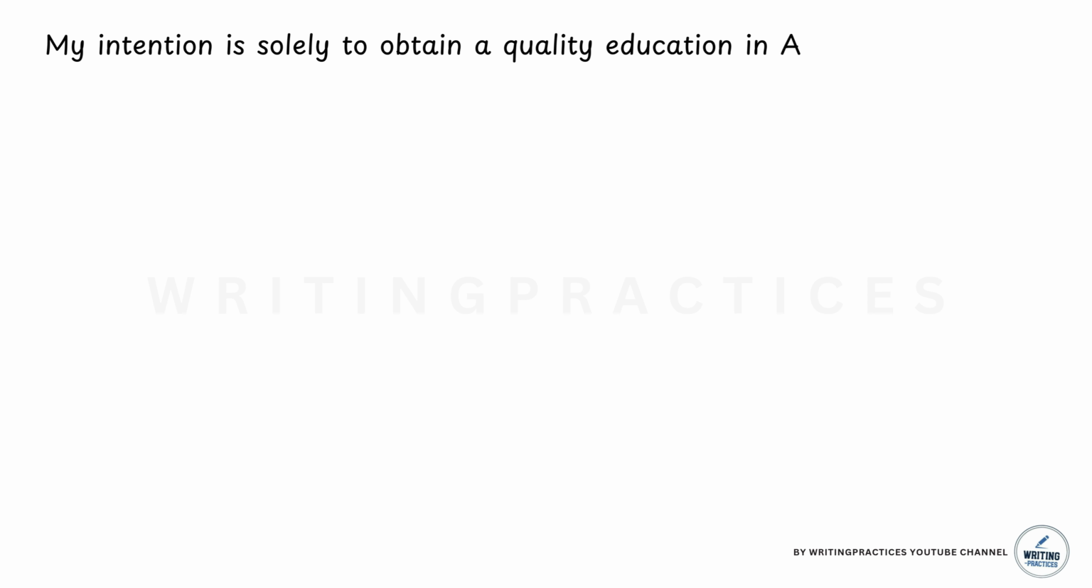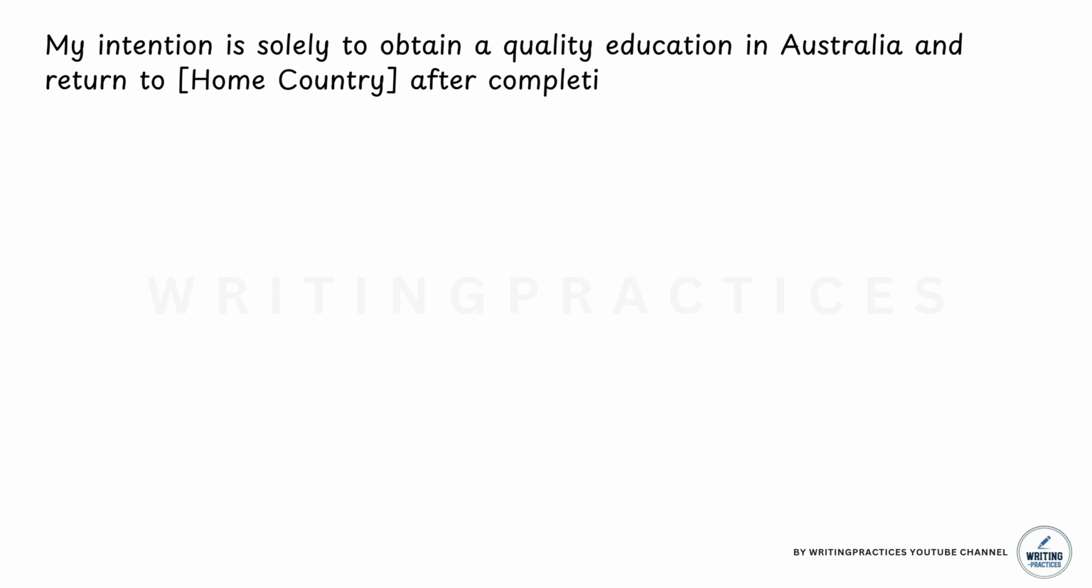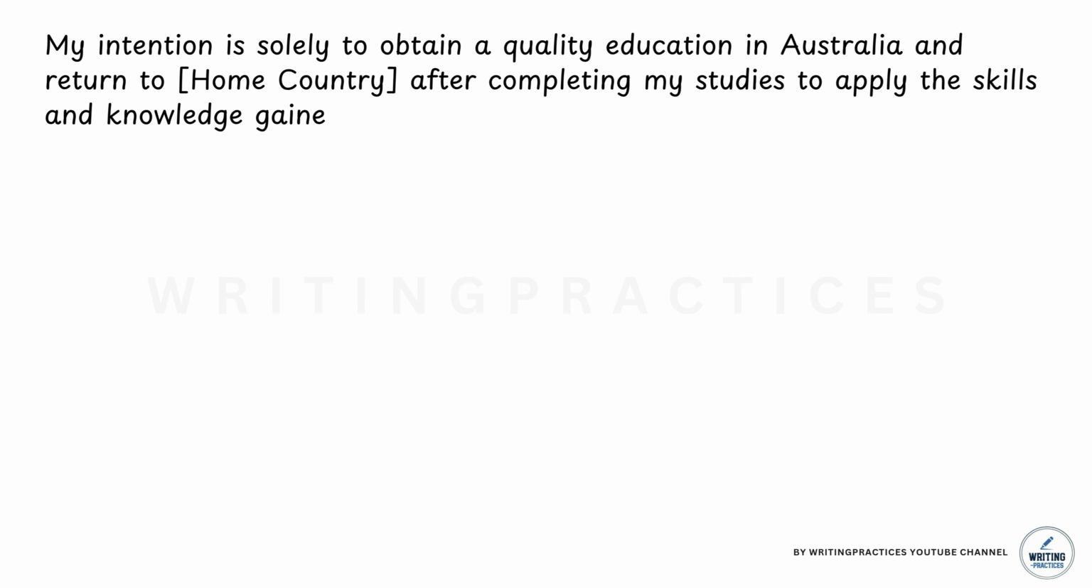Ninth paragraph, future intentions. State your plans after completing your studies. Example, my intention is solely to obtain a quality education in Australia and return to Canada after completing my studies to apply the skills and knowledge gained. This is important because it demonstrates genuine temporary entrant intentions. Immigration officers need to see that your primary purpose is education. Clearly connect your studies to future opportunities in your home country.